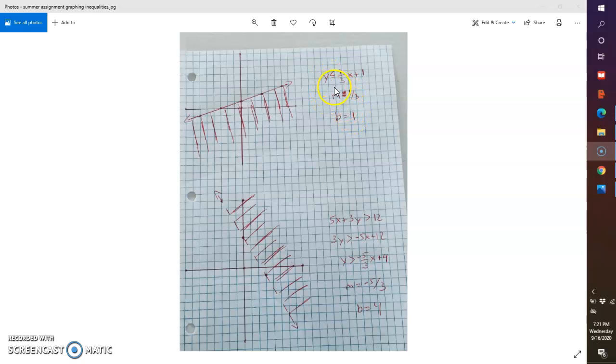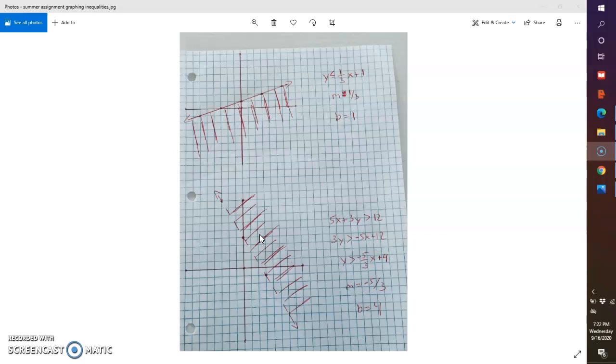The only difference is when it is a less than or equal to, or greater than or equal to sign. And that's what we have here. I know it's not that clear, but it's a less than or equal to sign. The line is solid. If it's a greater than or less than, the line is dotted. So that's one of the two differences between graphing a line and graphing an inequality: you have to make a determination whether the line is going to be solid or dotted.